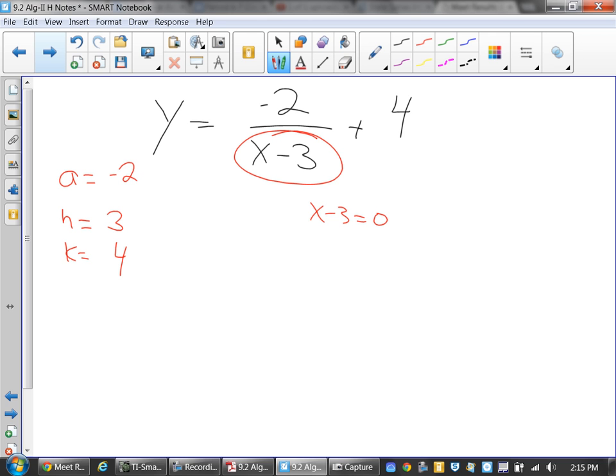If it was X plus 3, what would H be? Negative 3. Would you actually do that, or could you just take the 3 out? Do you have to use the X? You should be able to look at it and tell what it is. Okay? Go ahead.